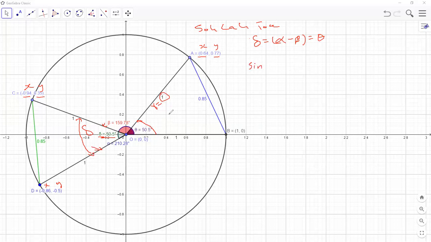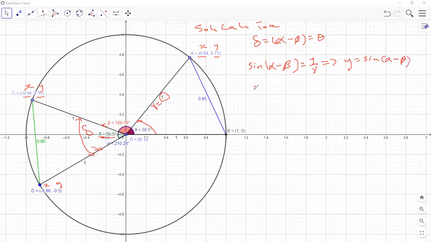Now, in this case, I am actually not going to say sine of theta because theta is alpha minus beta. So I'm going to say sine of alpha minus beta. What is sine of alpha minus beta? It is y over r. But r is 1. So therefore, we can just see that the y coordinate is the same as sine alpha minus beta.